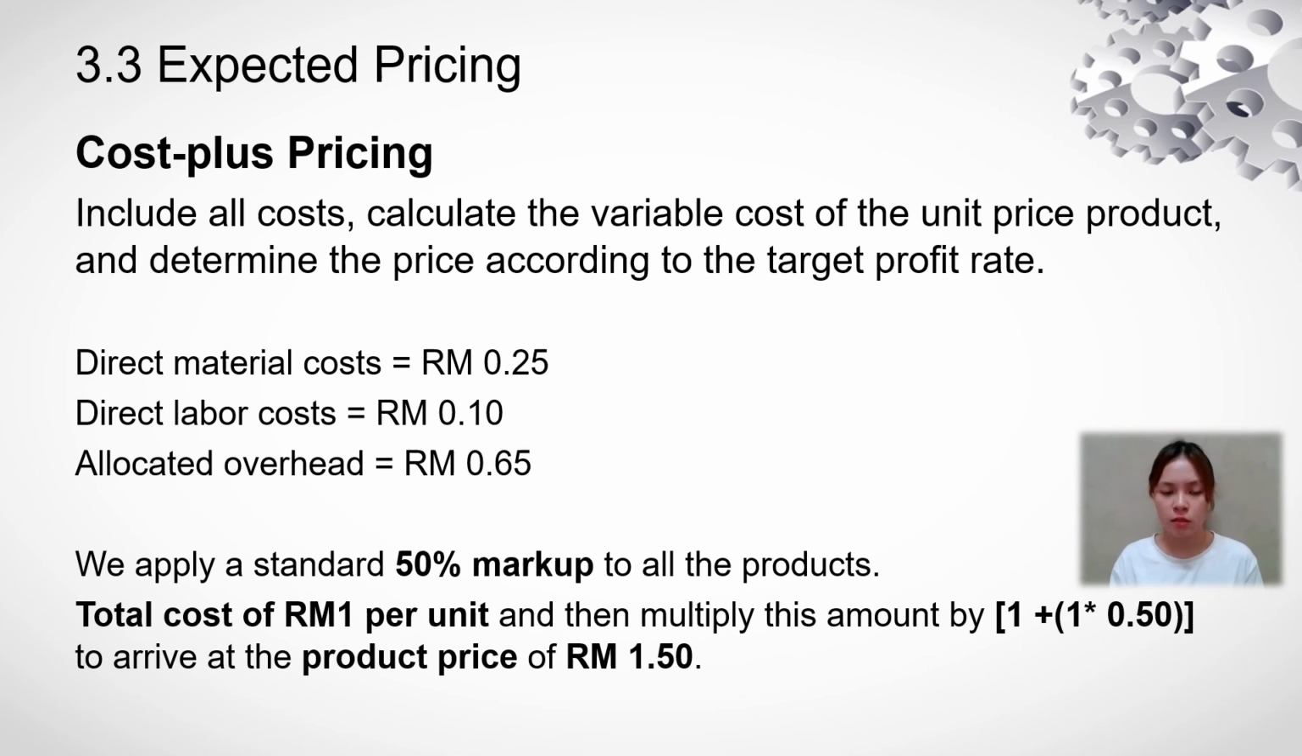For pricing, we use cost-plus pricing. It includes all costs, calculates the variable cost of the unit price of the product, and determines the price according to the target profit rate. We apply the standard 15% markup to all products. Calculated with a total cost of 1 ringgit per unit, the product price is 1 ringgit 15 cents.